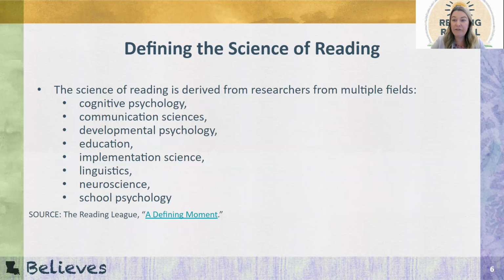And it's derived, like I said, from multiple fields. So these are some of the fields that went into the science of reading: cognitive psychology, communication sciences, developmental psychology, education, implementation science, linguistics, neuroscience, school psychology. All of these people had a say and a voice in the research and these thousands of studies that determined how students read. It just wasn't a teacher or a few teachers or professors that defined this.